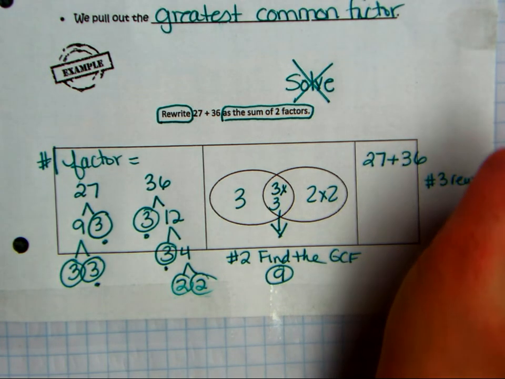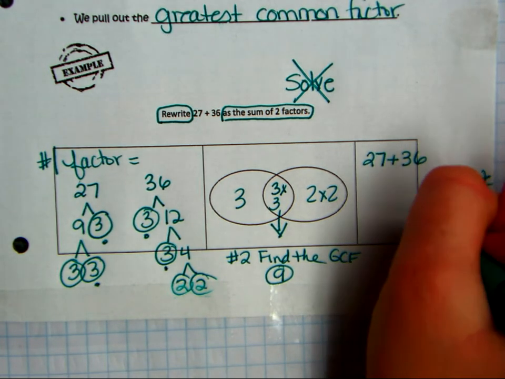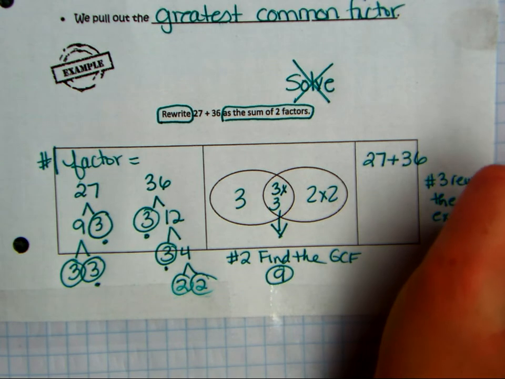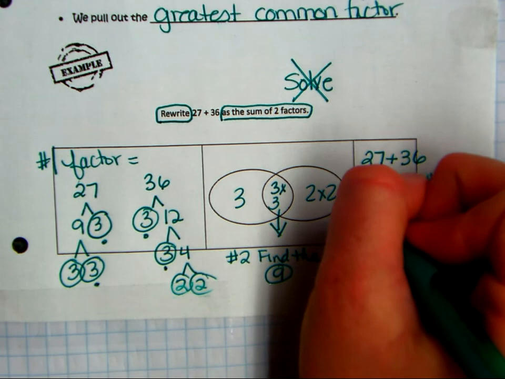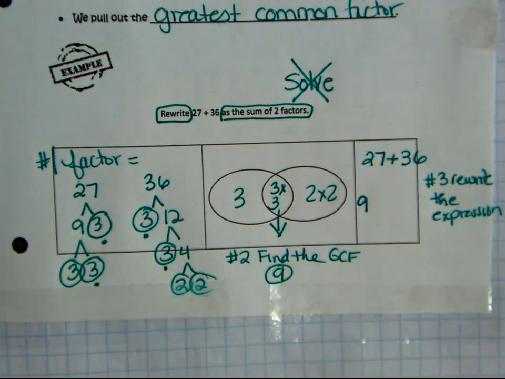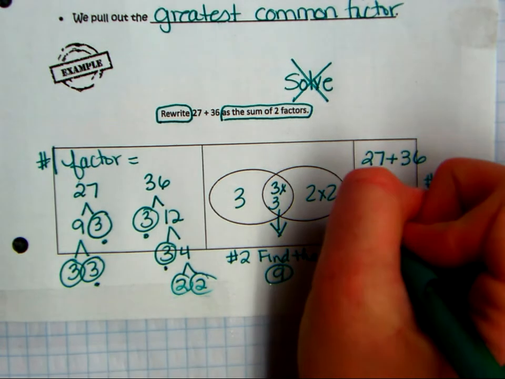So I'm now going to rewrite the equation, or the expression. It's an expression, not an equation, because there is no equal sign. If we had an equal sign, we would have an equation, but we don't, so it's just an expression at this point. So we're going to write our 9 first, okay? So write first the GCF. Then I'm going to do a parentheses.